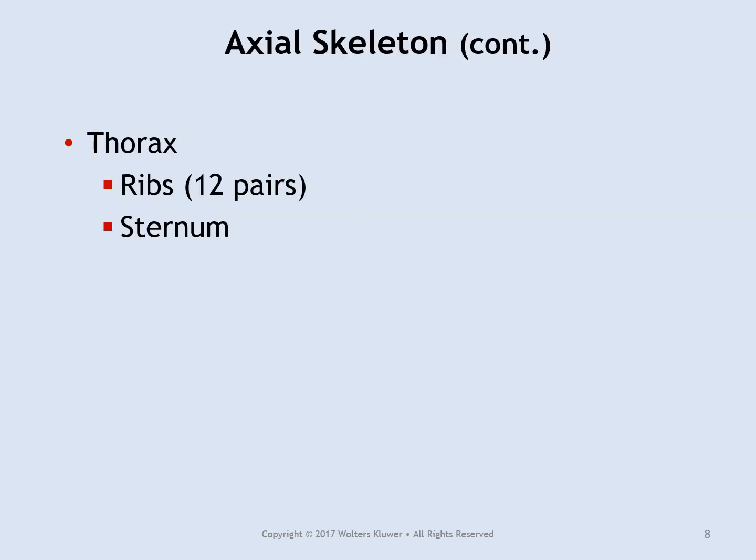So your thorax consists of your 12 ribs and your sternum, and all of that is part of your axial skeleton.